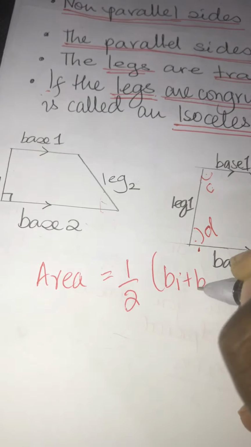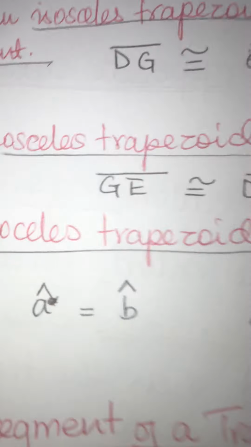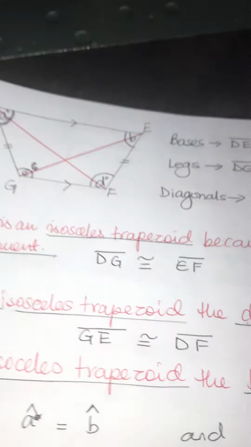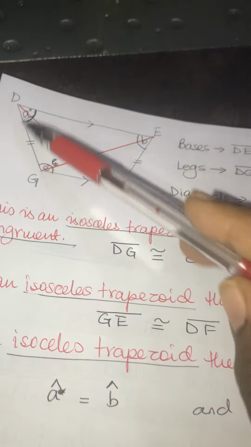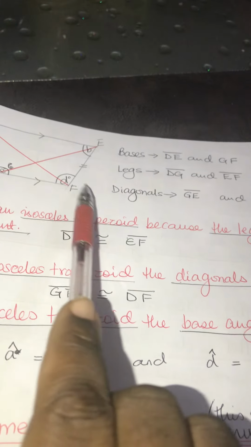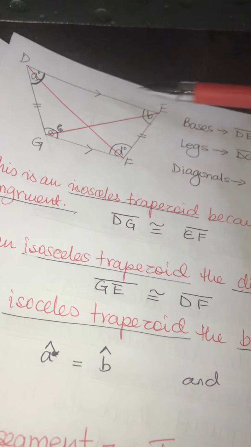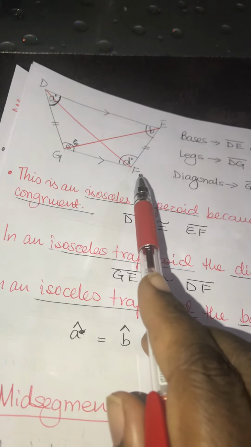All right, we continue. Now, the diagonals of a trapezoid that is isosceles. The diagonals of an isosceles trapezoid are congruent. Very important information. So we draw a trapezoid DEFG. The diagonals, so we did the bases. The bases are DE and GF. The legs are DG and EF. The diagonals are GE and DF.